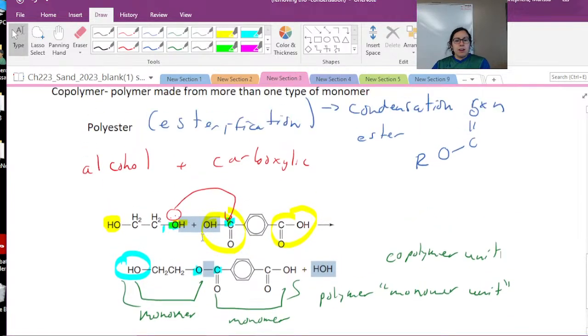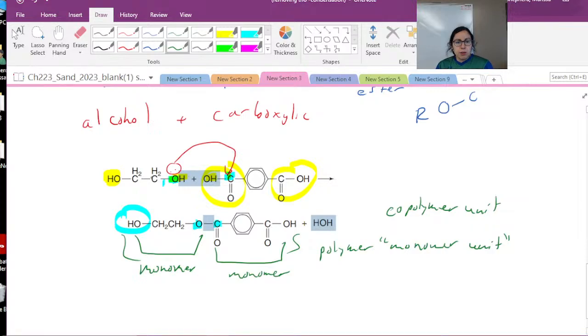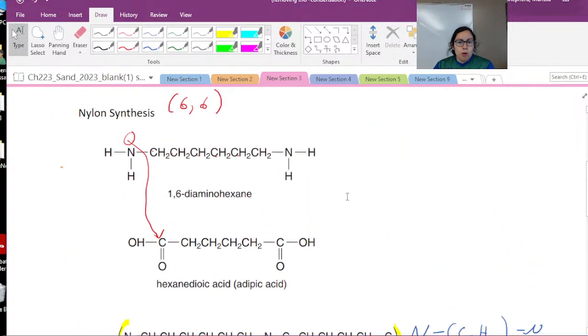And so something on an exam that you might be given is two structures of an alcohol and a carboxylic acid, or maybe, looking at our nylon, an amine and a carboxylic acid, and then it's going to ask, what does the polymer unit look like? So that sort of thing would be on your exam.